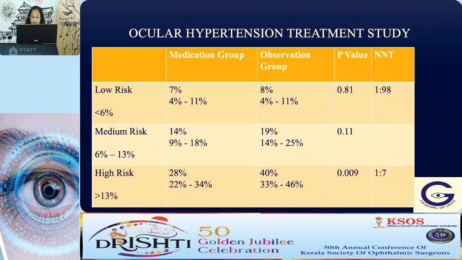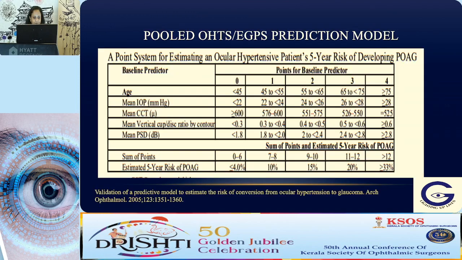In the high risk group, where the risk is more than 30%, they found a significant difference in the mean risk for developing POAG and also the confidence interval between the medication group and the observation group. Here the number needed to treat is 1:7. So the low risk group definitely does not require any treatment, they need observation, and the high risk group definitely needs treatment. However, in the medium risk group, where the risk is between 6 to 13%, you can decide whether you want to start treatment or observe based on other risk factors.